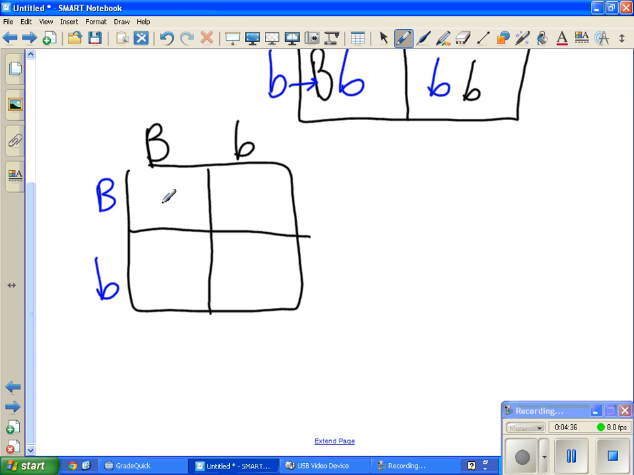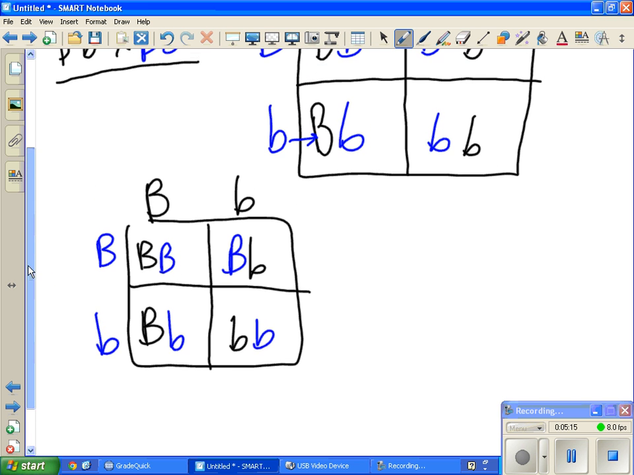So you can look at this box and say it's going to be this big black B and this blue big B. This box is going to be a big blue B and a little black b. And then this box would be this big black B coming down and the little blue b going over to the side. And then obviously that means this last box is going to be little b and little b. So either way works, right? So that's how you fill them in.